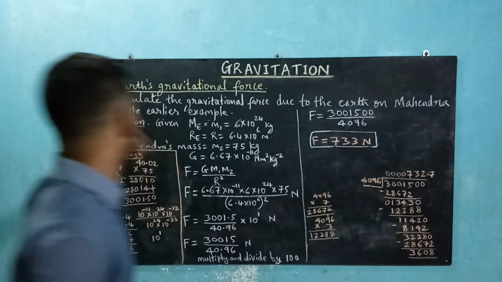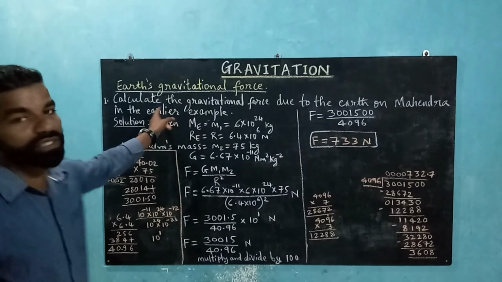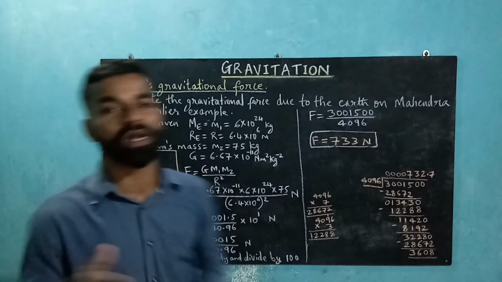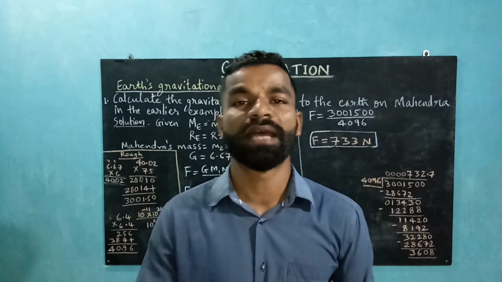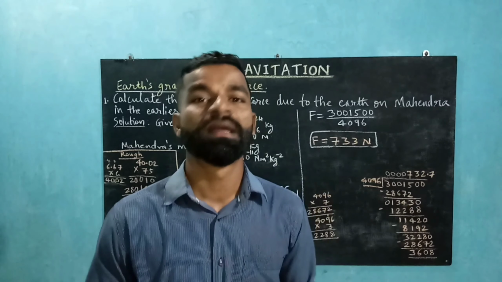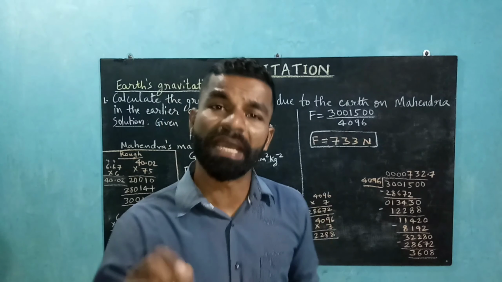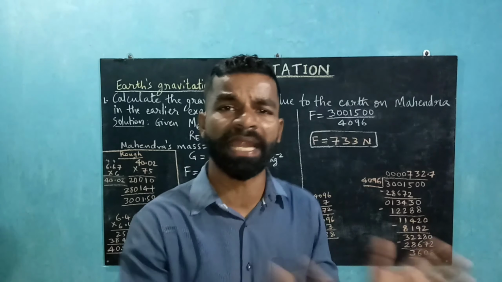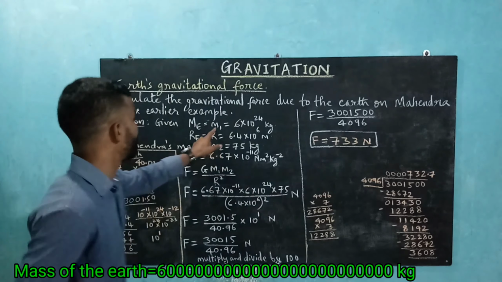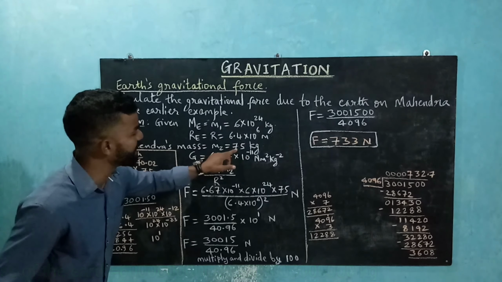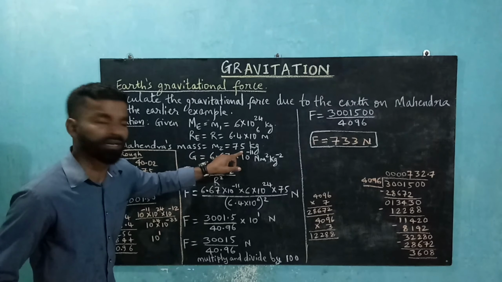The first example: calculate the gravitational force due to the Earth on Mahindra. In the earlier example we had solved some examples of Mahindra and Virat. Here we are excluding Virat and taking only Mahindra, and we are told to find the gravitational force which acts on Mahindra because of Earth. So the two objects we have to consider are Earth and Mahindra. M1 we are taking as the mass of the Earth, which is 6 into 10 raised to 24 kg. M2 we are taking as the mass of Mahindra, which is 75 kg.